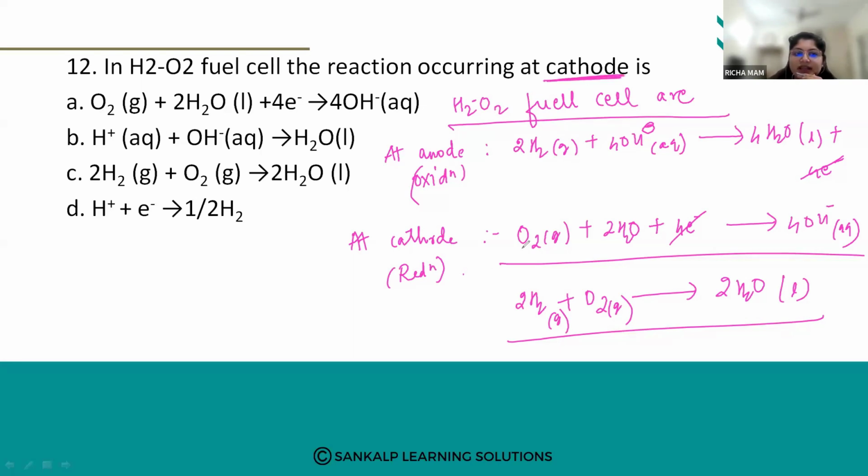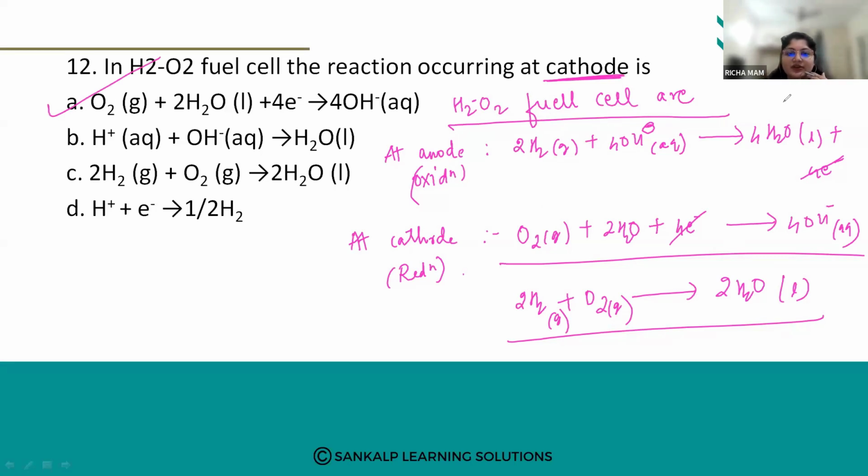So cathode, what is the reaction occurring? O2 plus water plus 4 electrons, giving you 4 OH minus. Okay. So it is option number A. Yes, very good. Sri Varuni has answered. Dubna has answered. Okay, so it is option number A. Please note it down.